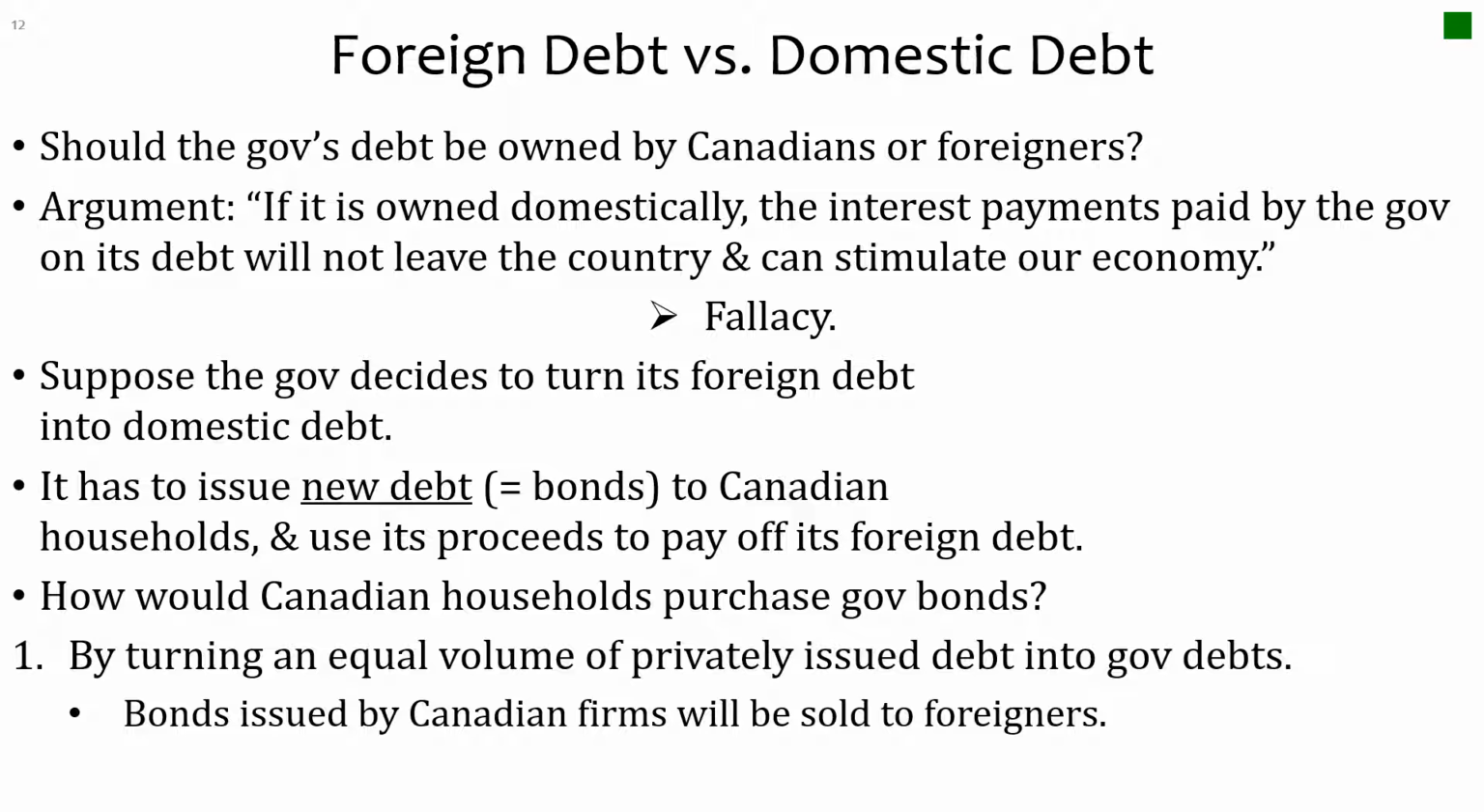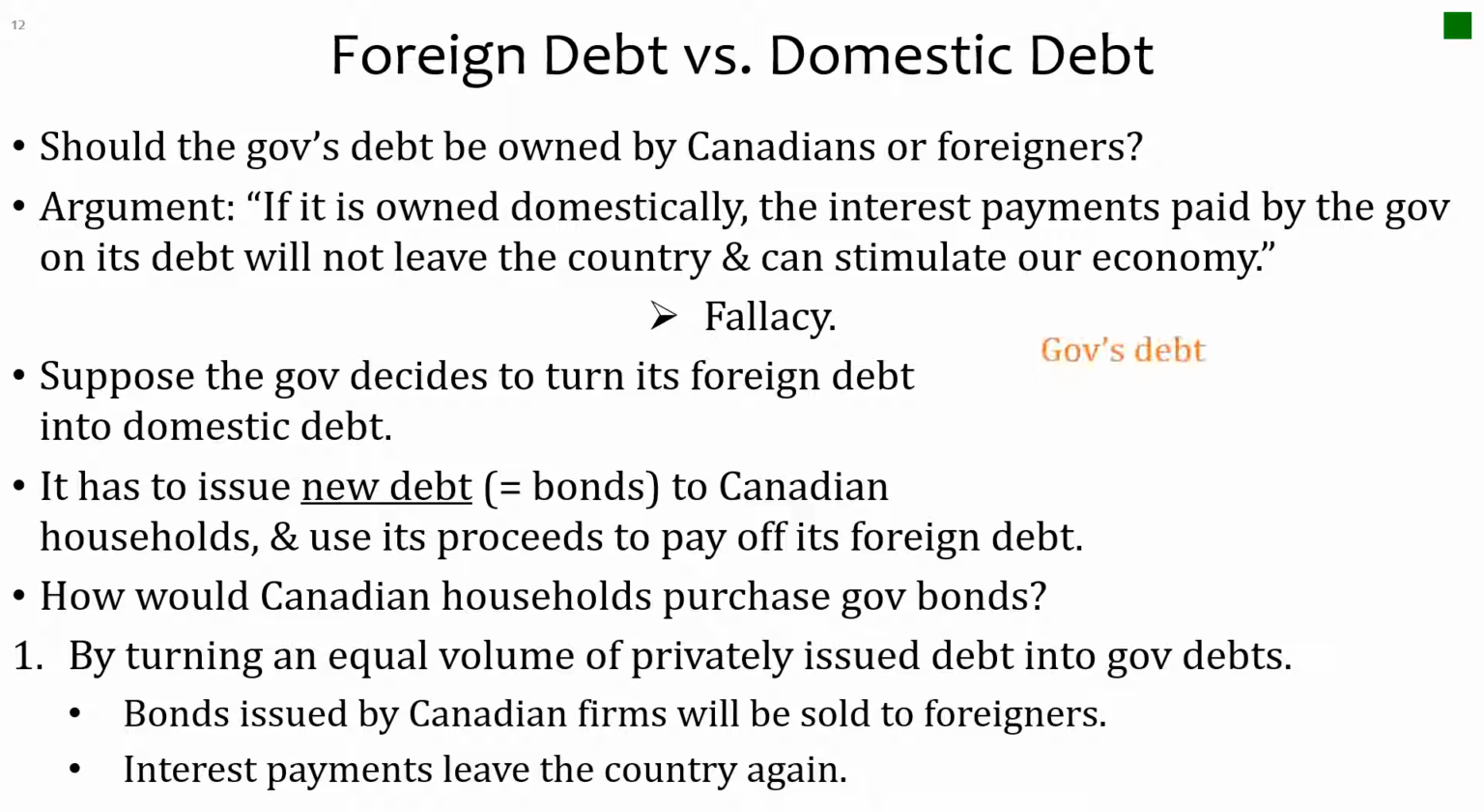That doesn't really solve the problem because the interest payments leave the country again, right? The only difference is that before we had government bonds being owned by foreigners. Now we have the government bonds owned by Canadians, but the private sector bonds are owned by the foreigners. Now this might be a little bit abstract, so let me give you numbers. I'll give you a simple example which is going to illustrate why this is not going to work.